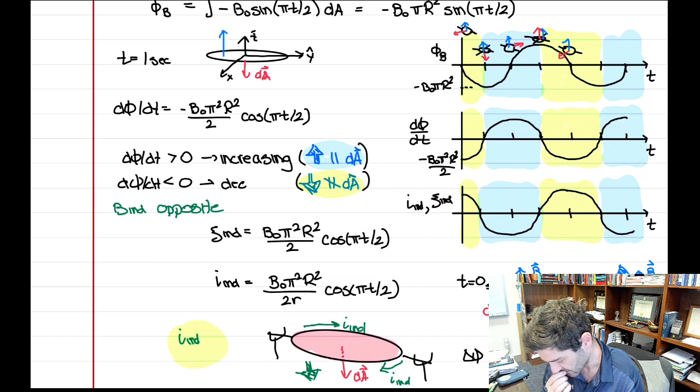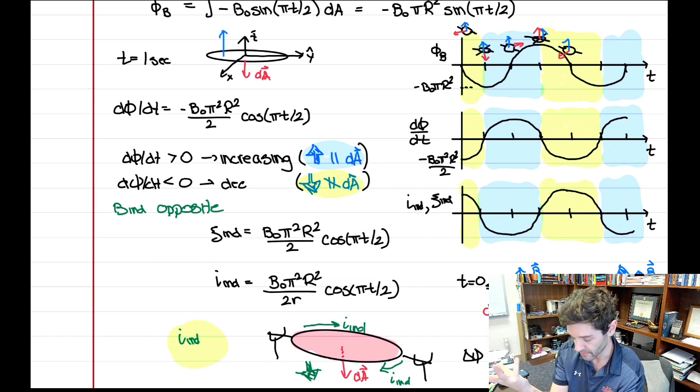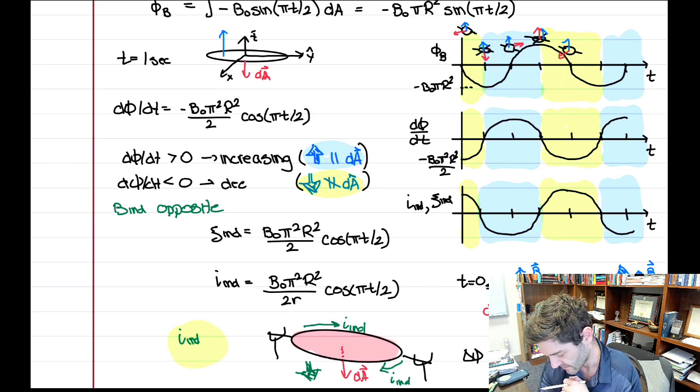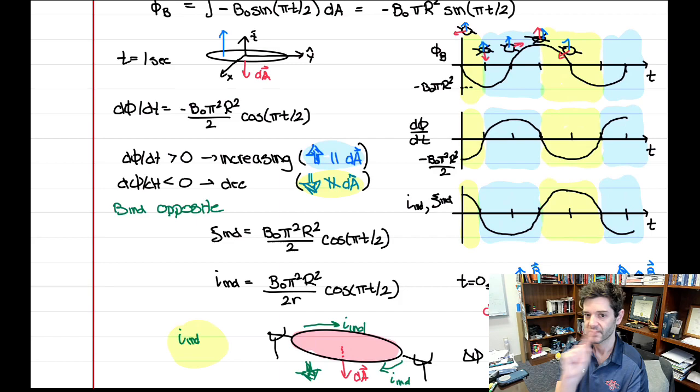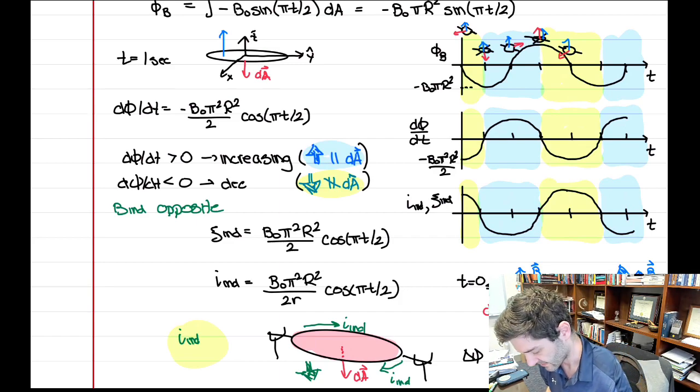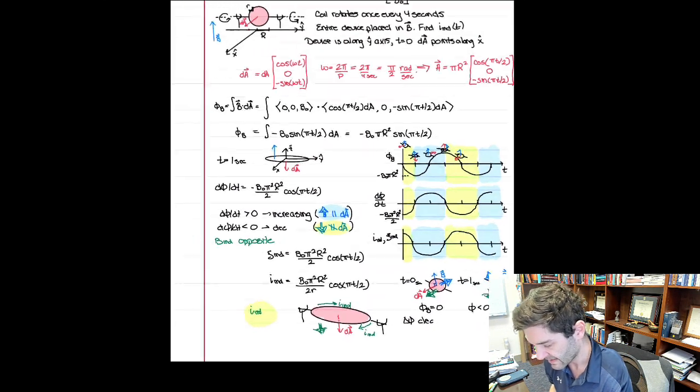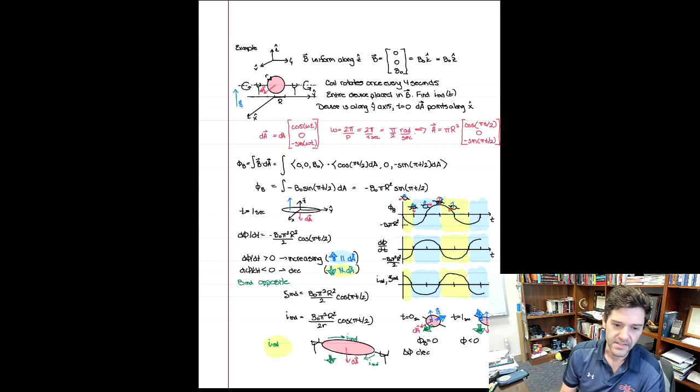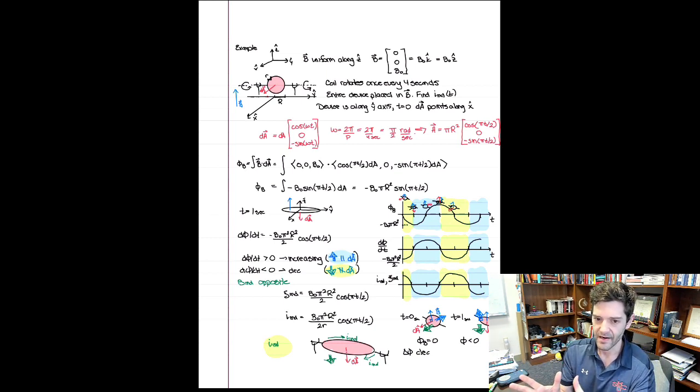And then the blue is the opposite direction, because then the flux becomes positive and it's getting more and more positive. So then the delta phi would be increasing. So the current kind of does something like this. It oscillates.